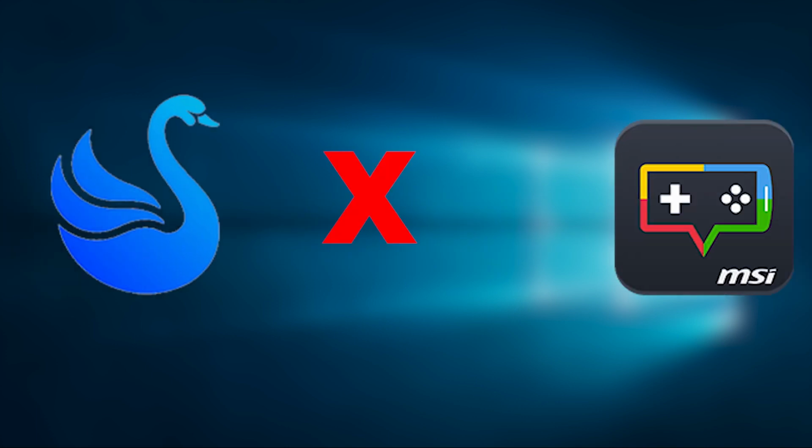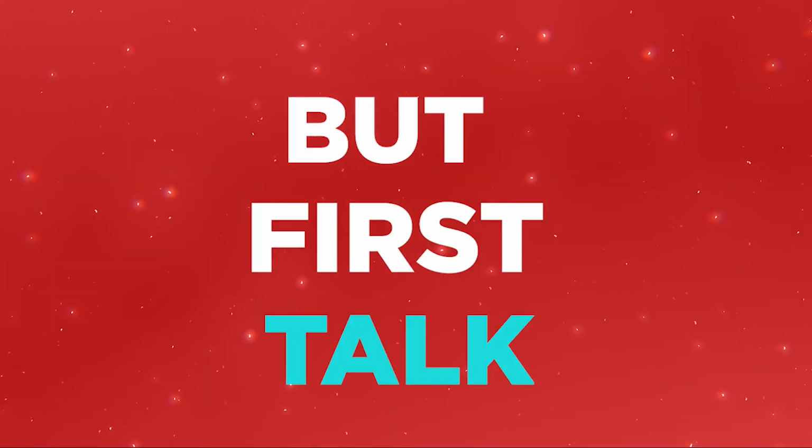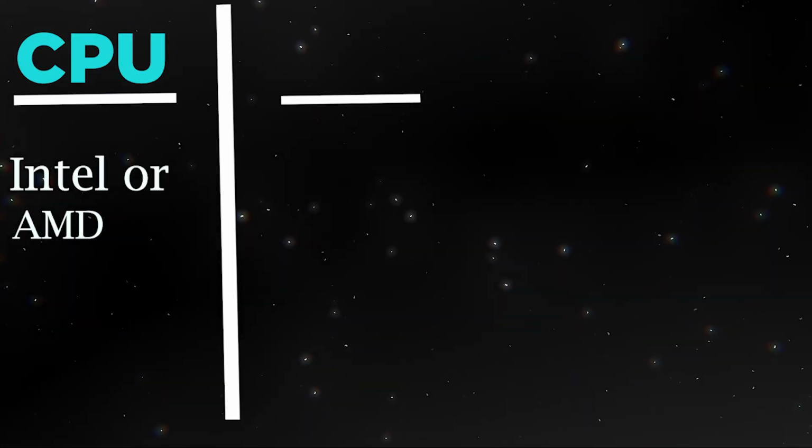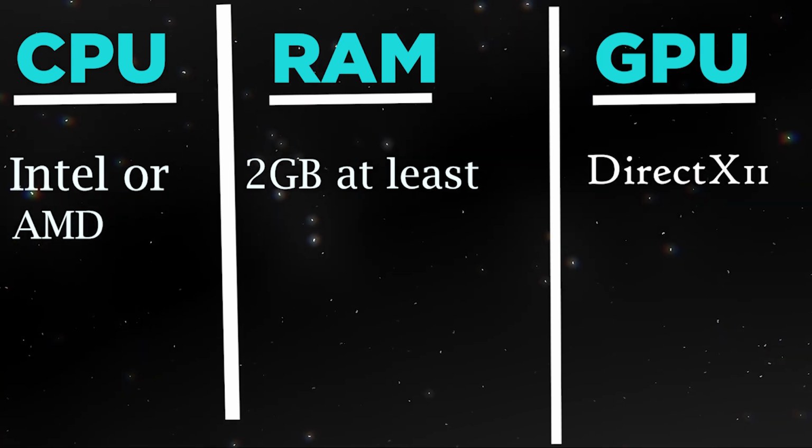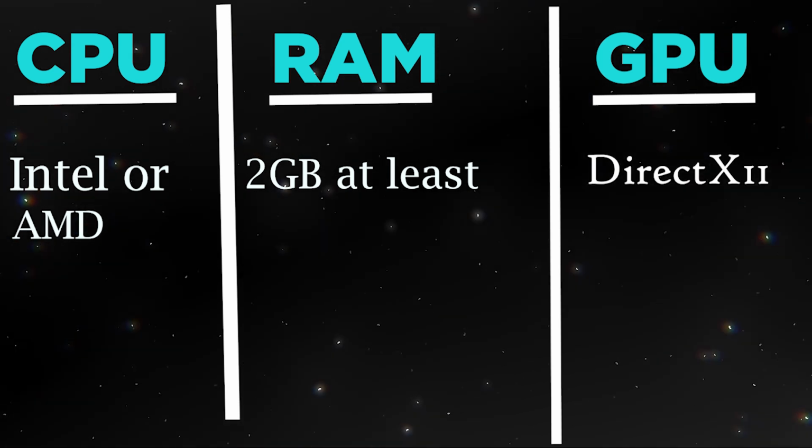Today in this video I will be showing you Smartgaga xmsi best setting for low-end PC. But first let's talk about its minimum requirement. CPU should be Intel or AMD and RAM should be at least 2 GB. And graphic card should be at least DirectX 11. So let's start. Let's head to step number 1.